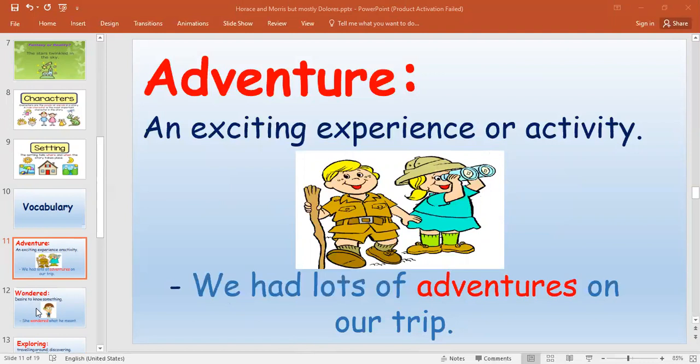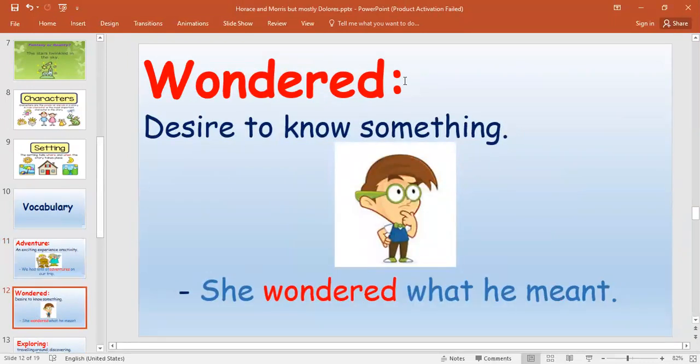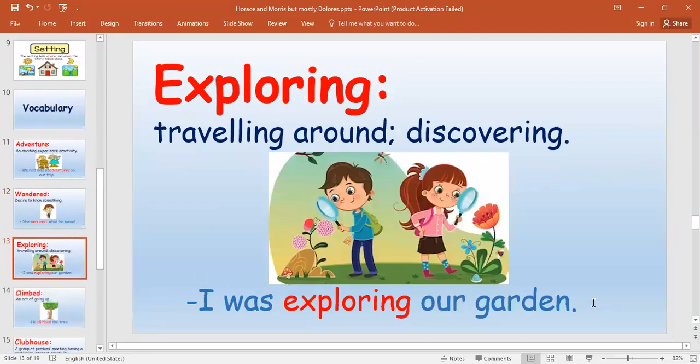Okay. The second one, wondered. Wondered means desire to know something. An example: she wondered what he meant. Exploring. Exploring means traveling around, discovering. An example: I was exploring our garden.